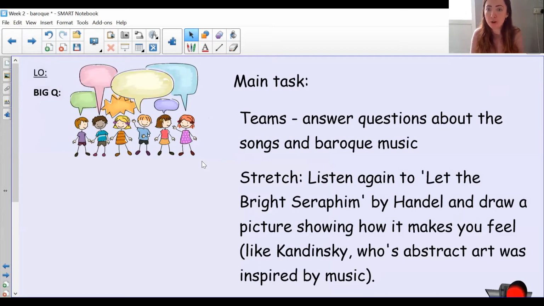So can you make your own music-inspired art by listening to Let the Bright Seraphim by Handel? So have a go at that. Send a photo in if you're doing that stretch challenge as well. And if you'd like to send in a video too to show us you're singing along, then you're perfectly welcome to do that. We'd love to see it as well.